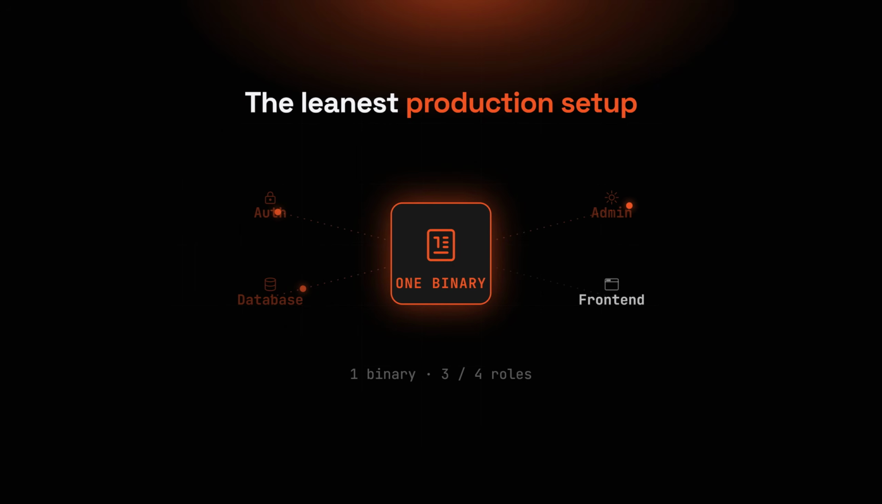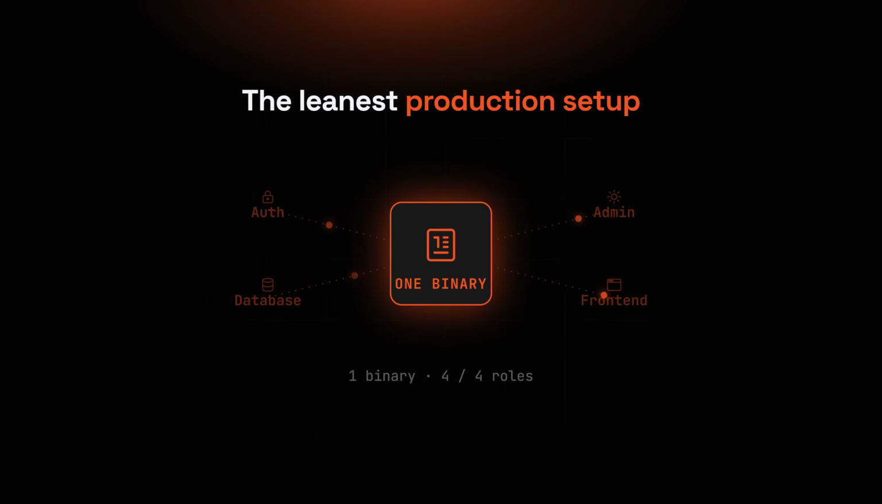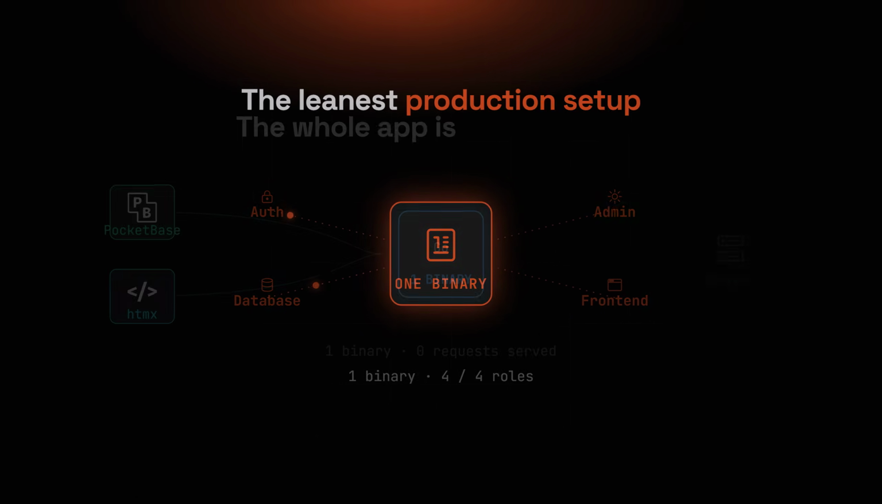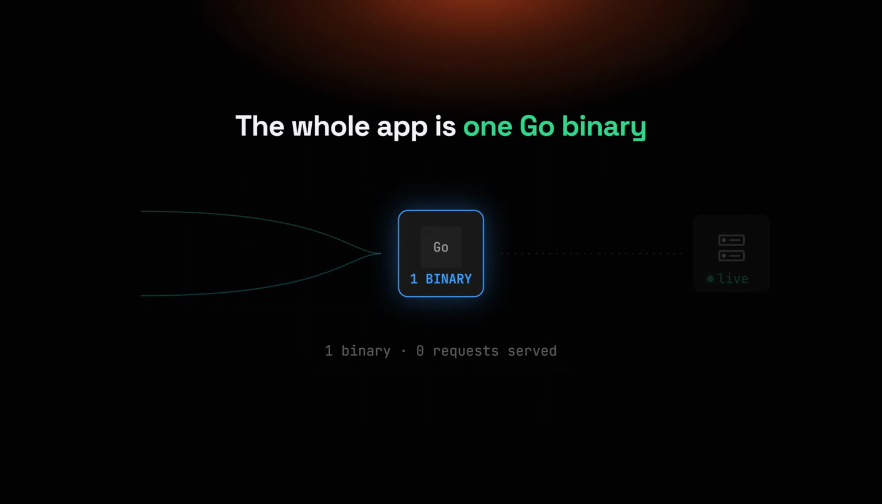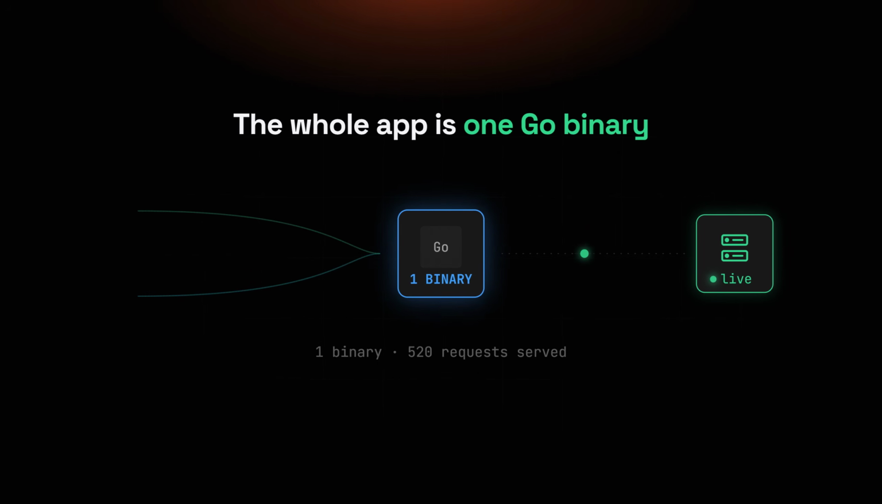But for the everyday app, this pairing is the leanest production setup I have used. One binary is your database, your auth, your admin, and your front end, and you can hold the entire system in your head at once. So that is the whole picture. PocketBase gives you the backend in one file, HTMX gives you a live front end with none, and together they are a single Go binary you copy to a server and run.